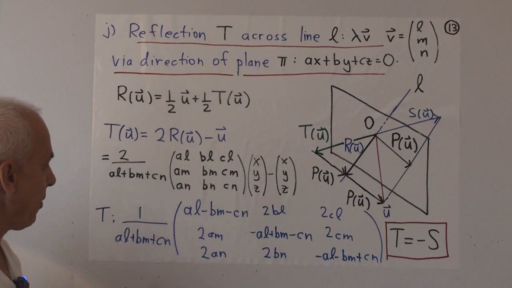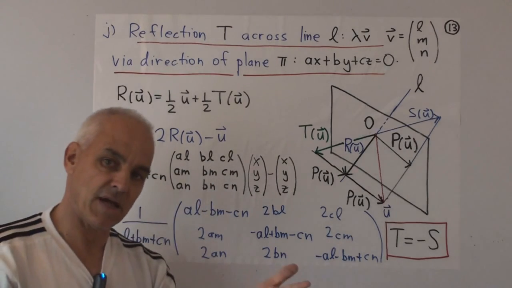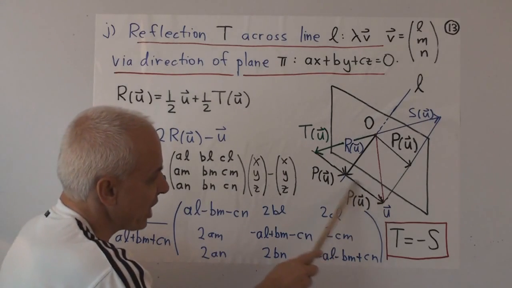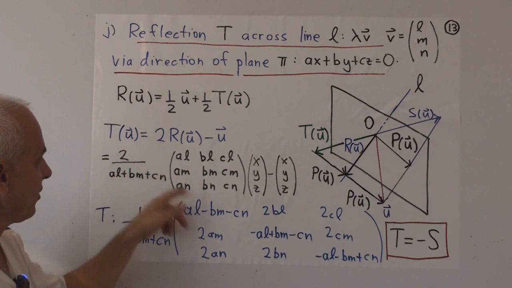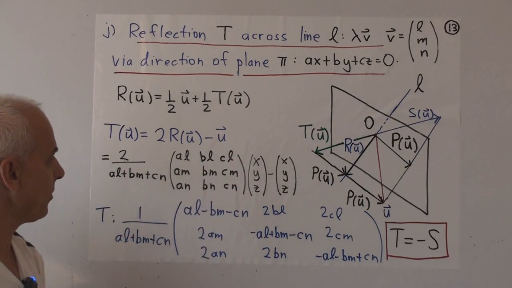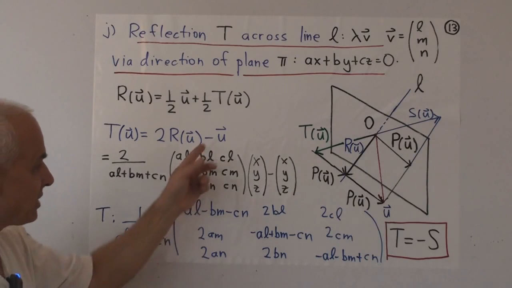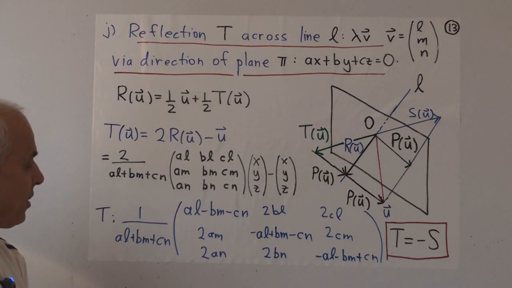What's R of u? Well, there's the matrix that does the R operation. The R operation is the projection onto the line. There's 1 over this times that matrix times the vector u. And we need to take 2 times that, so there's a 2. And we still have to subtract u at the end. Okay, it's even simpler than before, I think.